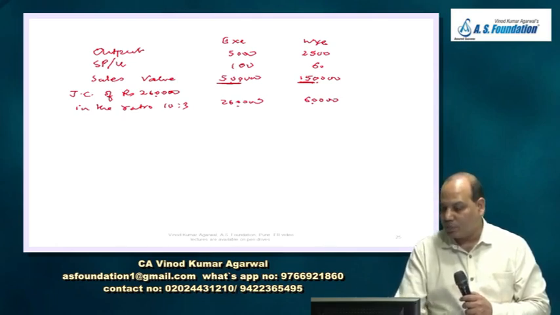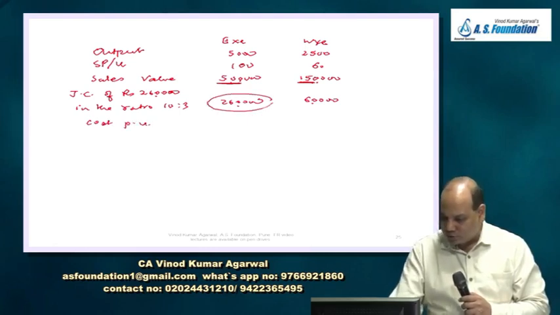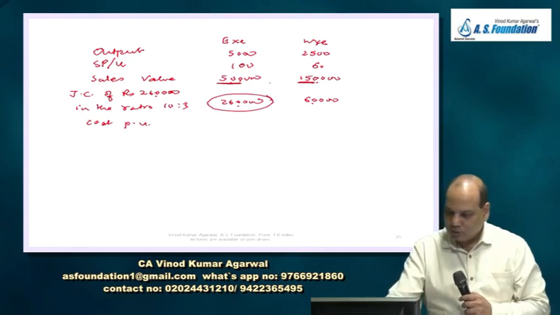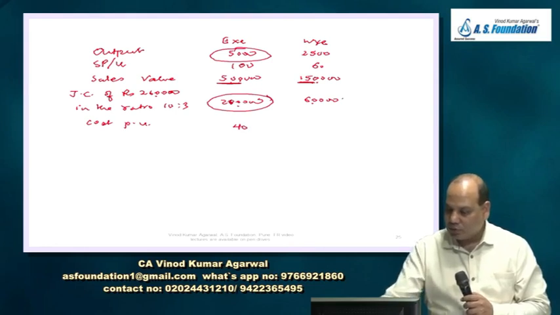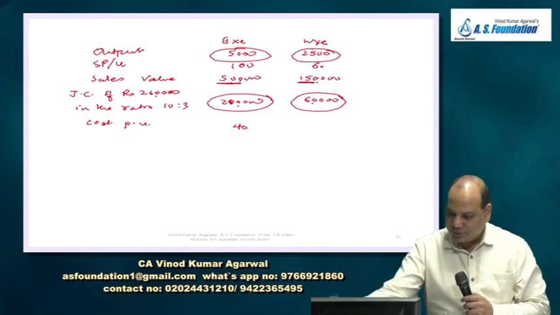And if they ask you per unit cost, the cost per unit will be 2 lakh upon 5,000, so 40 rupees. Is it 40? 60,000 divided by 2500. How much? 24.